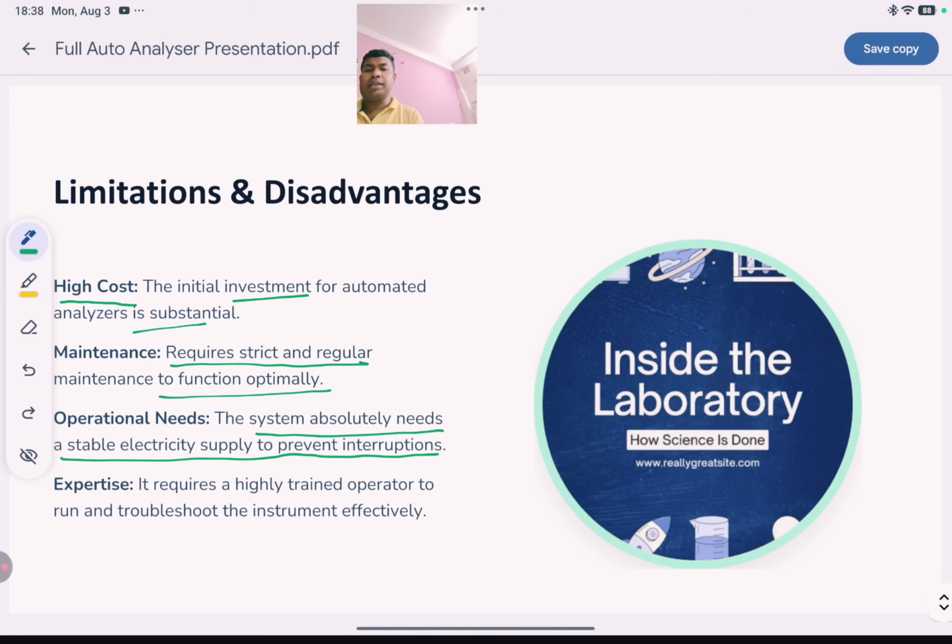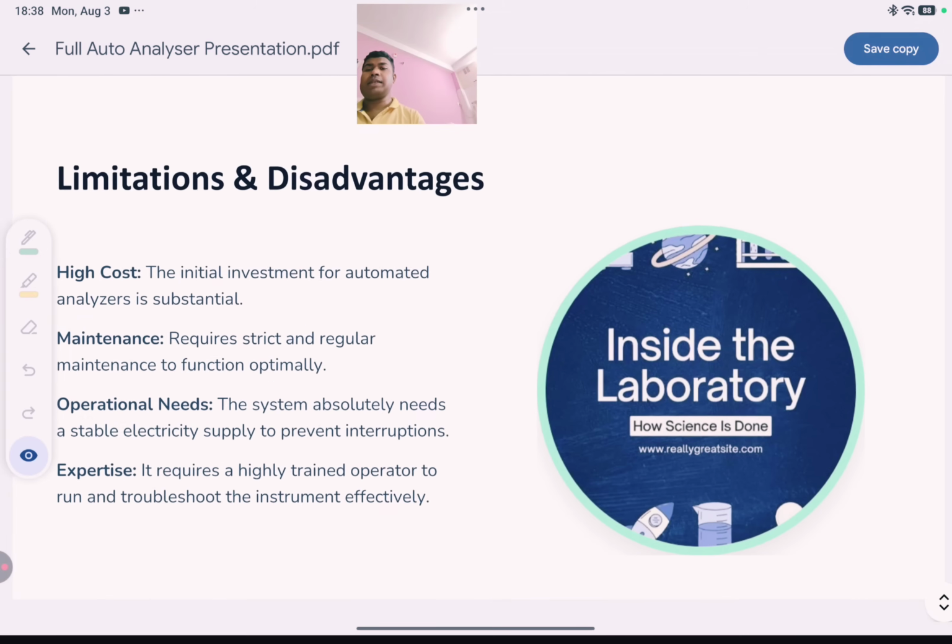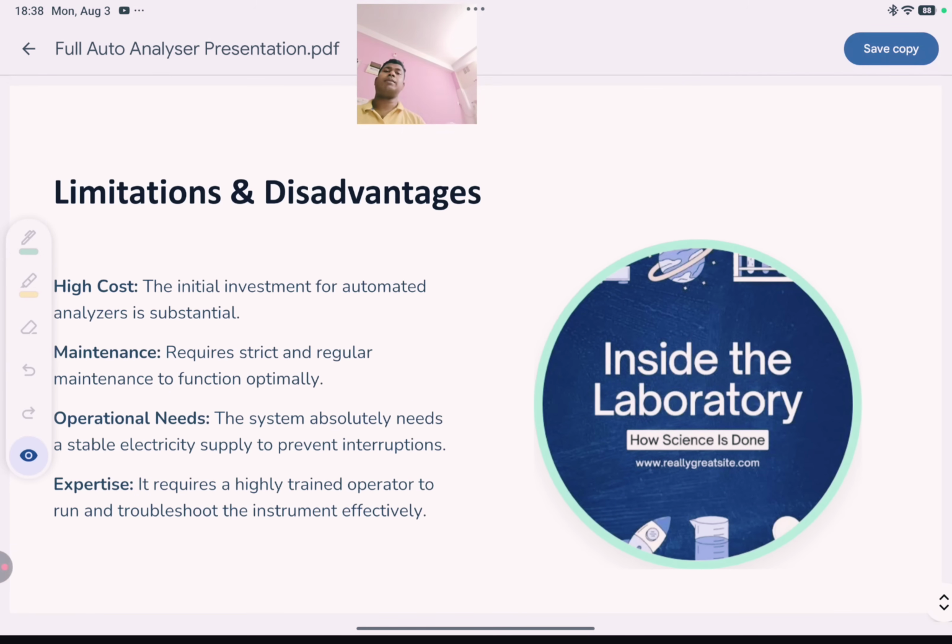So these are the advantages and disadvantages of the biochemistry analyzer. I think you have now got confidence about what a fully automatic analyzer is and how it is used in the laboratory and how it helps us in our day-to-day life, because a fully automatic analyzer can perform many sample tests in a short time. We just have to place the sample in it and it will give results in minutes, and it is very helpful in our daily life.